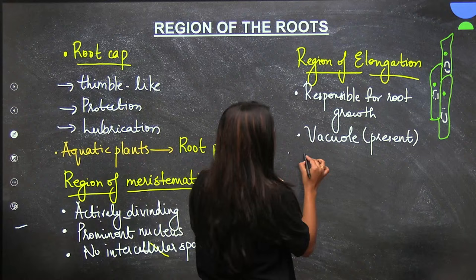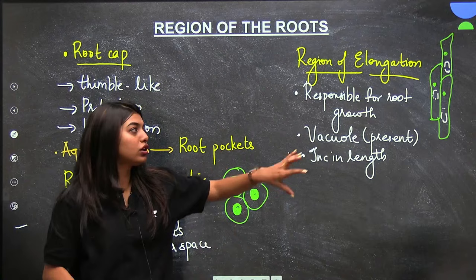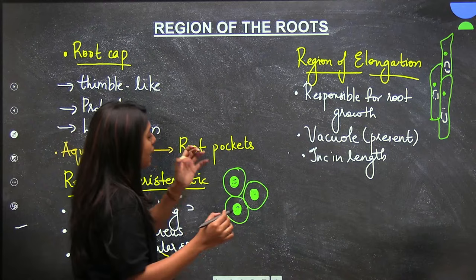So, in case a PYQ is asked, which is the region of the root which helps in increasing in length or which helps with root growth, you are supposed to write region of elongation. Clear? Clear to all of you? Okay. Now, we are going into the last region.